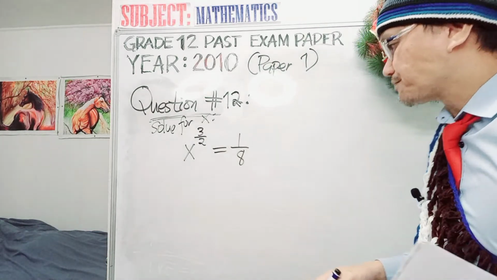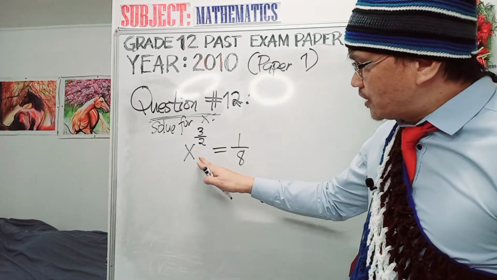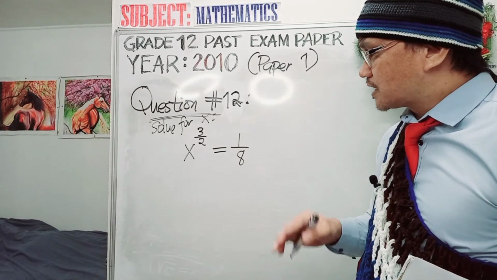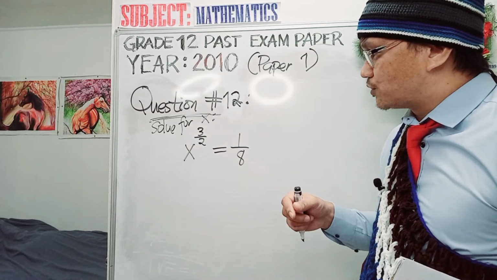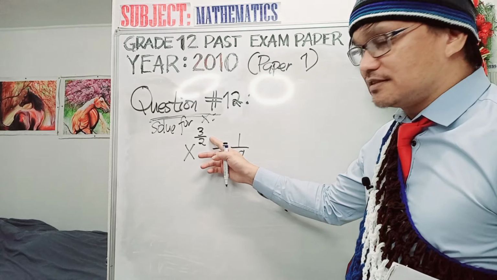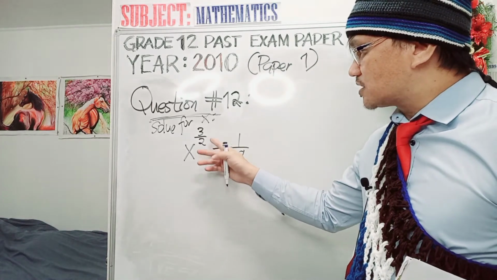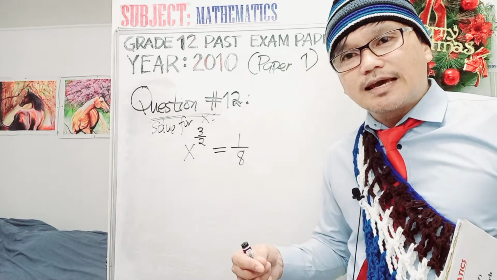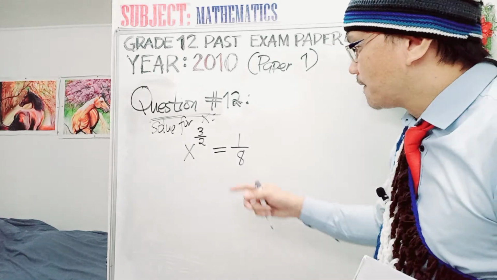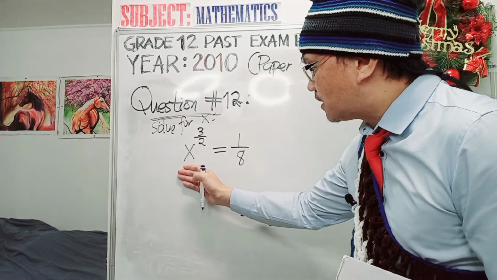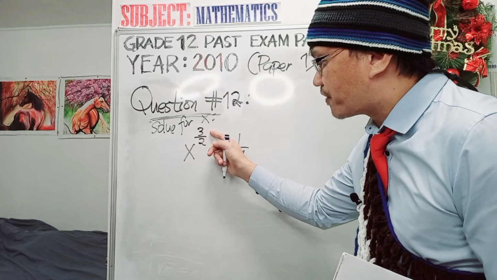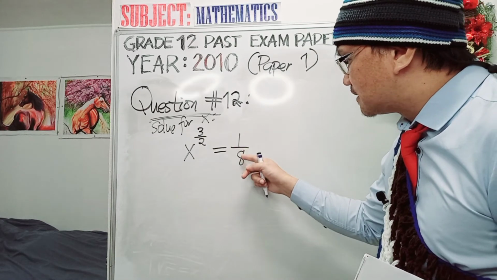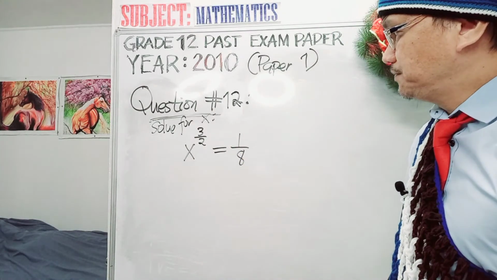Okay, so how do we do this one? In order for you to do this, this is the very common thing that you have to do. You are going to simplify the index, because if you don't touch the index, you are not going to be secure on using the law of indices. So our left side of the equation is x to the power of a fractional index, 3 over 2, is equal to the value of 1 over 8.